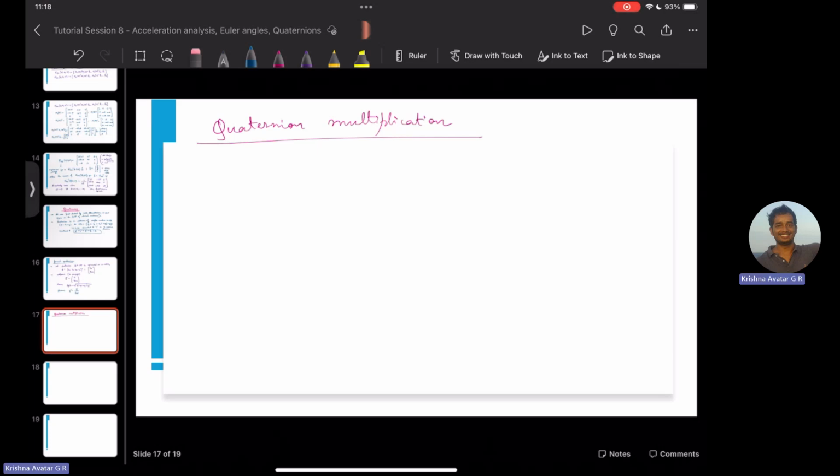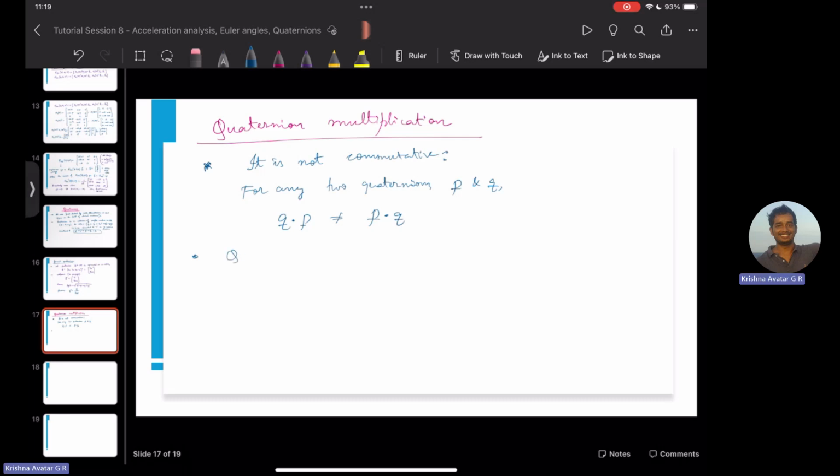Right. So we must be reminded of the fact that quaternion multiplication is not commutative. It means that for any two quaternions P and Q, Q dot P is not equal to P dot Q. So they're not commutative. Now the question remains, how do we define quaternion multiplication?